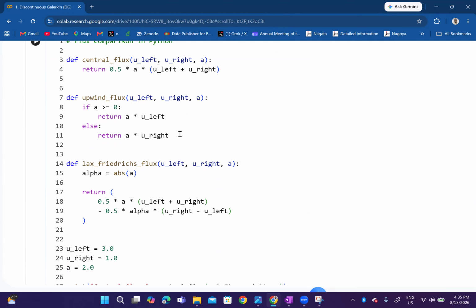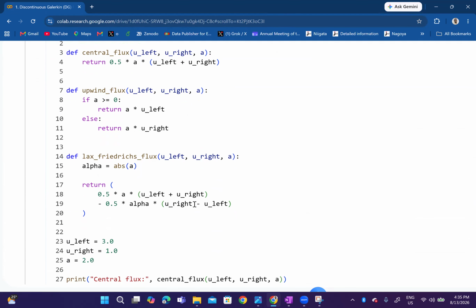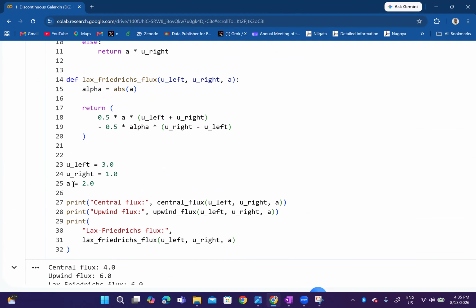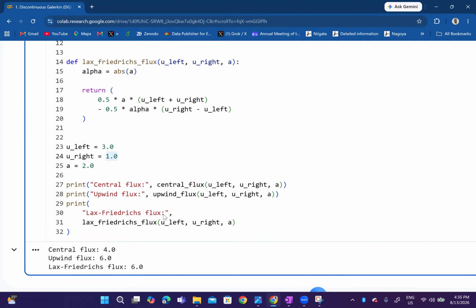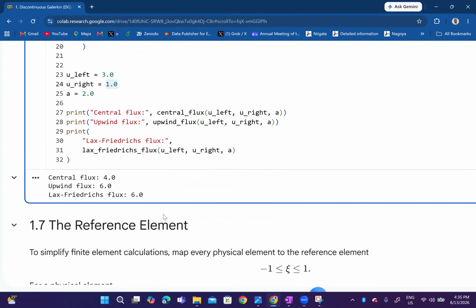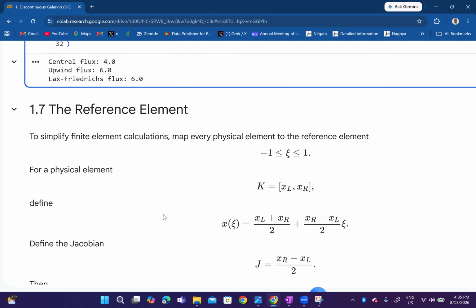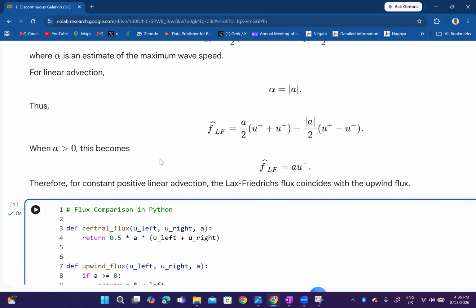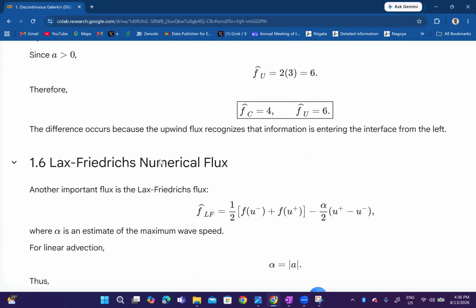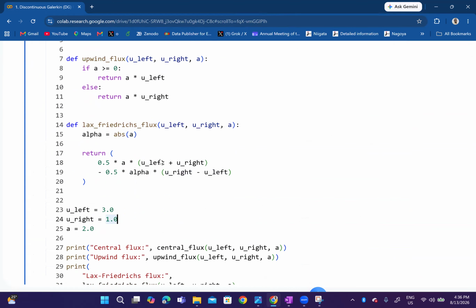Else, return a u right, that is a less than 0. Then for the Lax-Friedrichs flux, we just have the absolute value of a there and you define all of this. So if u left is 3 and u right is 1, just like we've been doing, and a is 2.0, we get this result. Central flux is 4, upwind flux is 6, and Lax-Friedrichs is 6, because the Lax-Friedrichs flux is the same thing as the upwind flux.